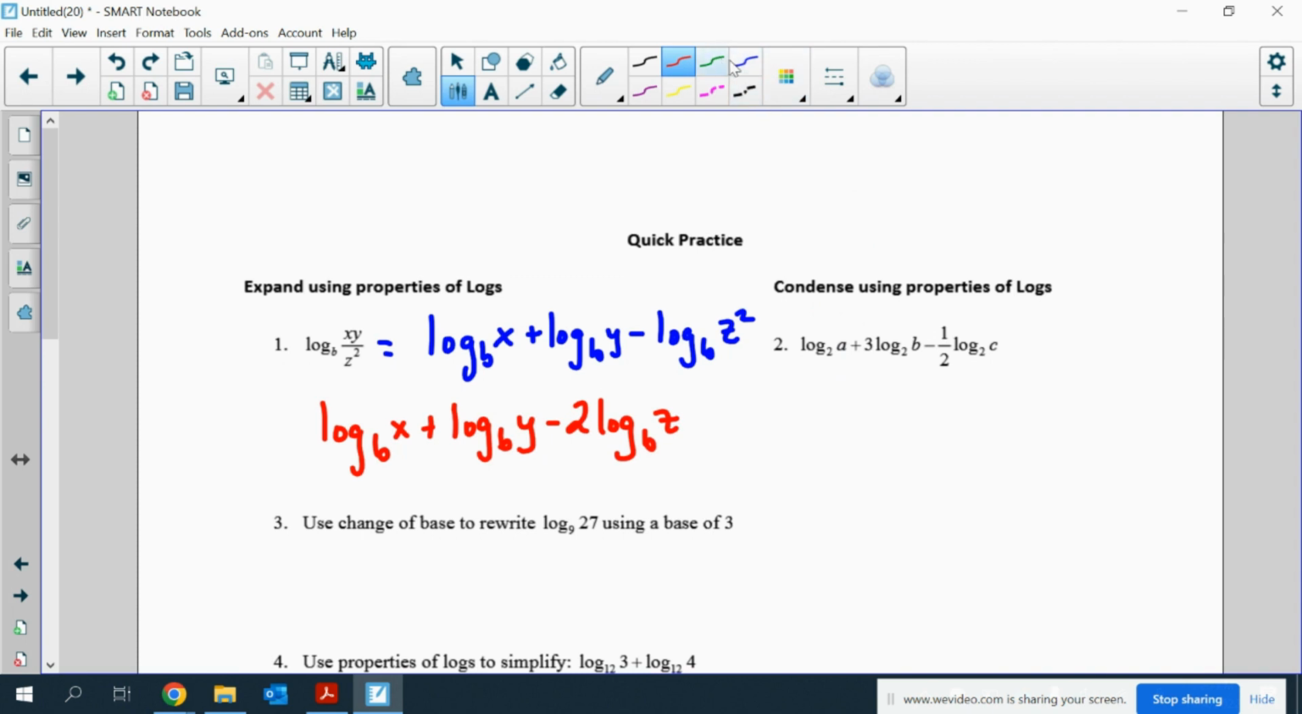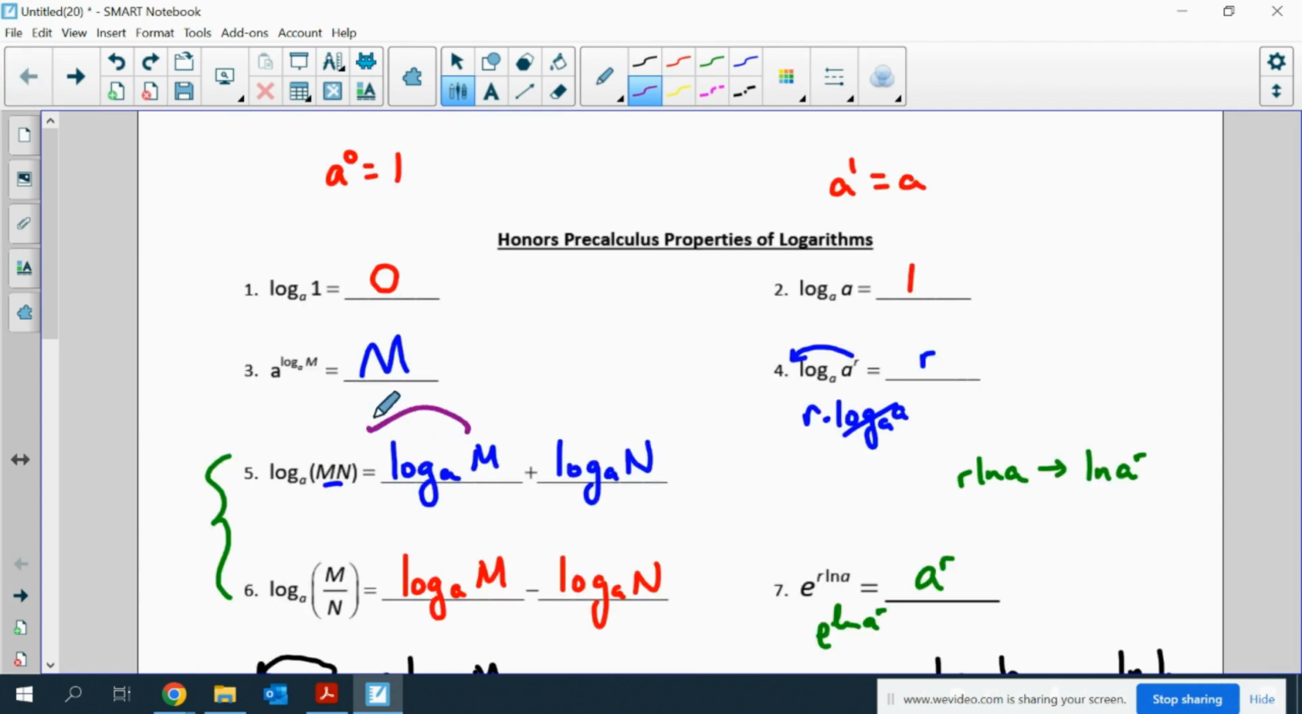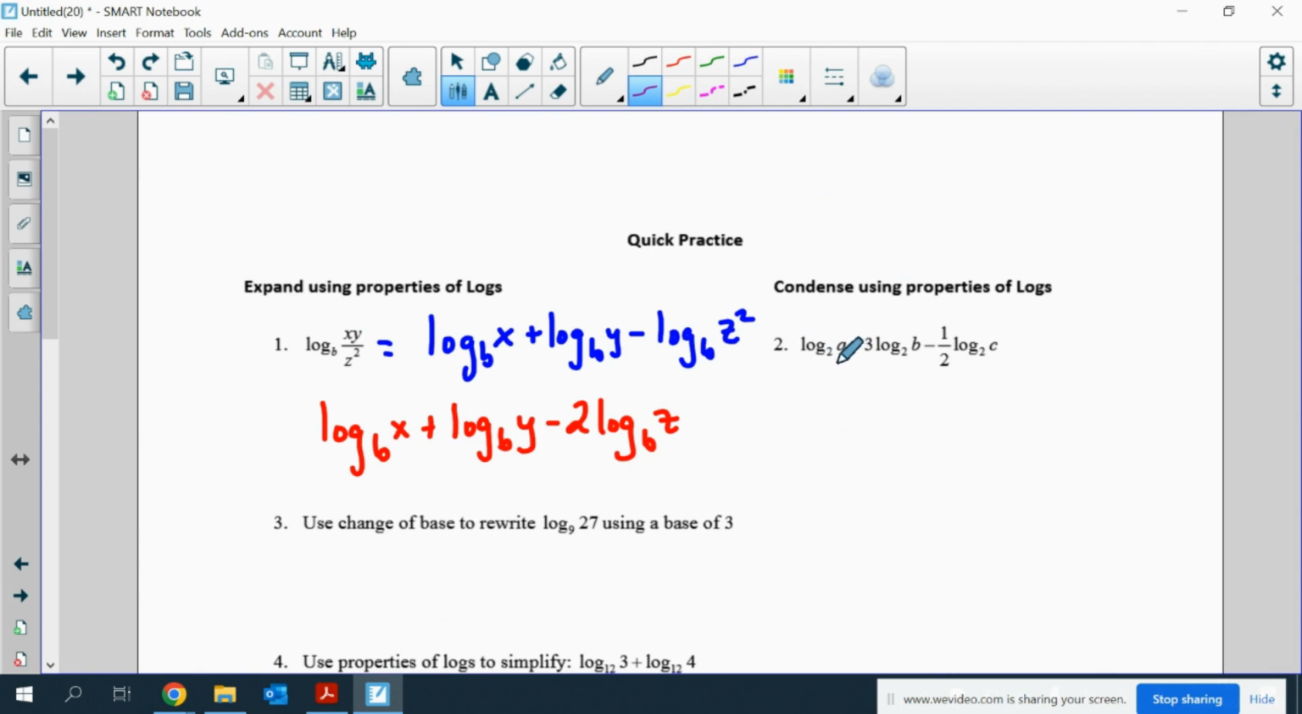Condensing means I take something that looks bigger and then smush it down, kind of going in this direction. So the first thing I'm going to do is take the coefficients and turn them into exponents.